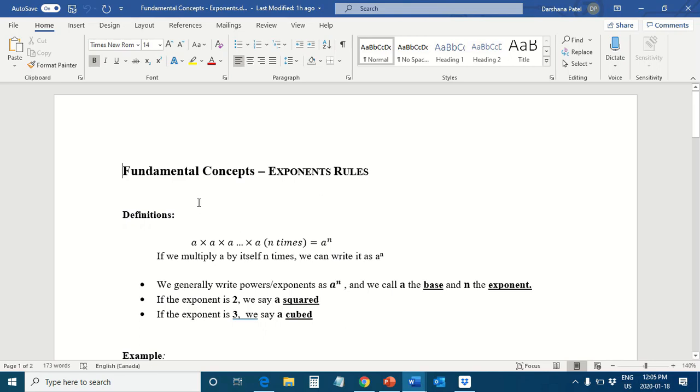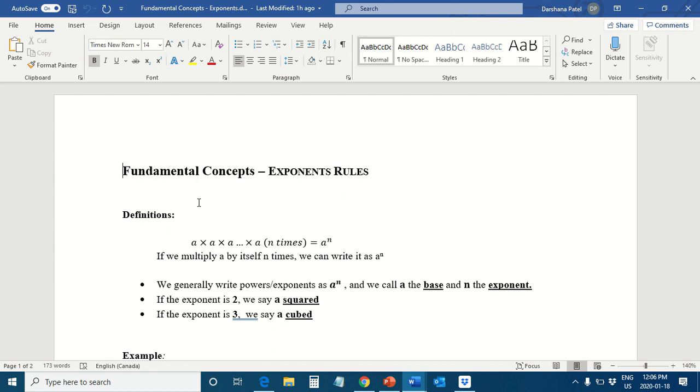Fundamental concepts of exponent rules. Definitions. A times A times A times A, n times, A multiplied by itself n times. We can write it as a shortcut as A to the power of n, also known as A to the exponent n. As I said, if we multiply A by itself n times, we can write it as A to the power of n.